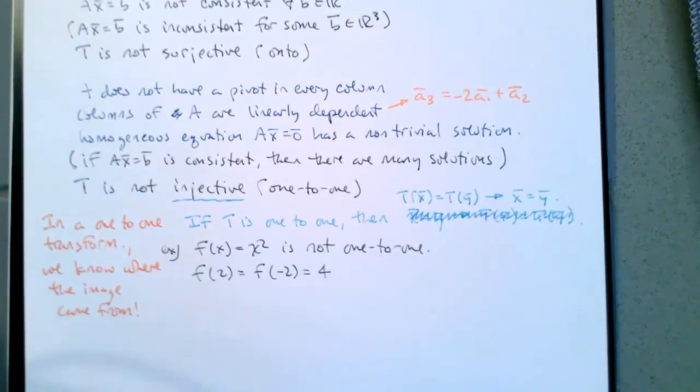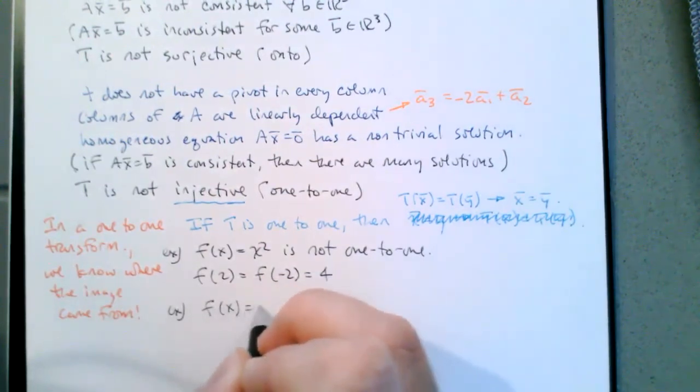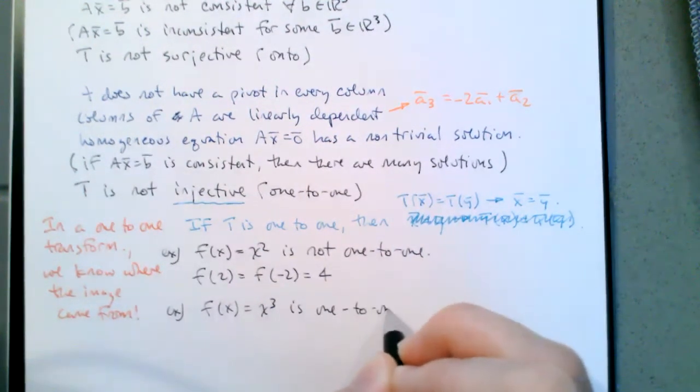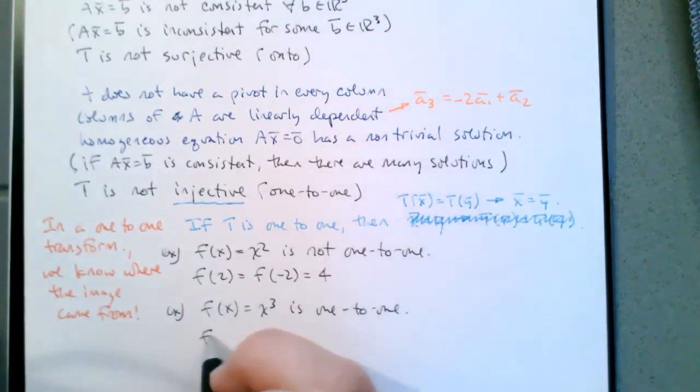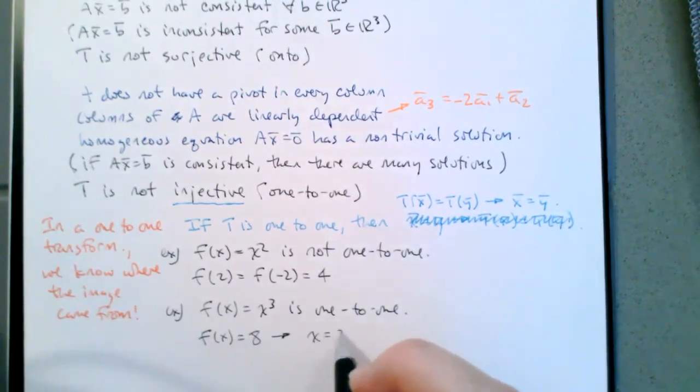So for example, as a function, f of x equals x cubed is 1-to-1. If f of x equals 8, then we know x is 2 and no other. We know where the 8 came from. If f of x is equal to 8, then x equals 2.